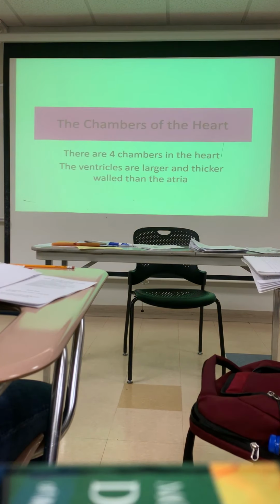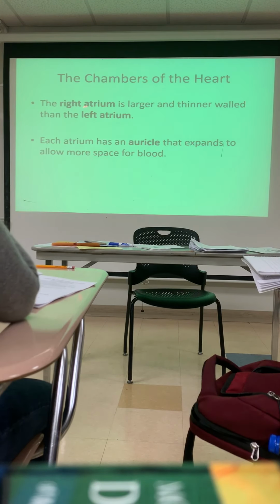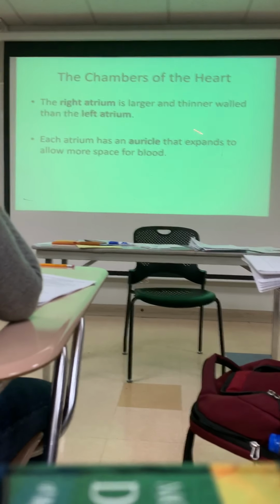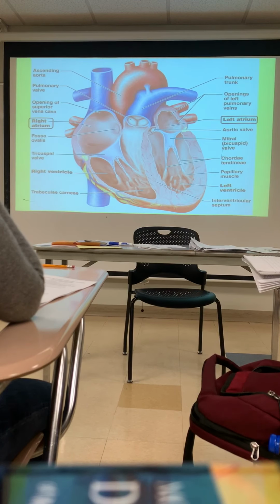Okay, so chambers of the heart. Because we have 4 chambers, yes. So right atrium and the left atrium. We say the right atrium is larger and thinner, and left atrium also thinner. So there's a flap like here going all the way. So that one is the right, this is the left atrium. So if you open up, that is the right and that is the left atrium. If we open up, so this is your right ventricle, this is your left ventricle.